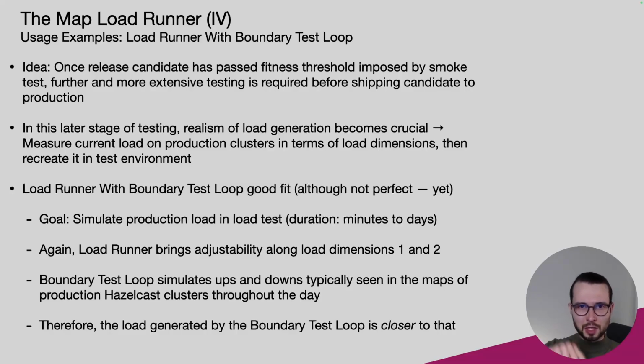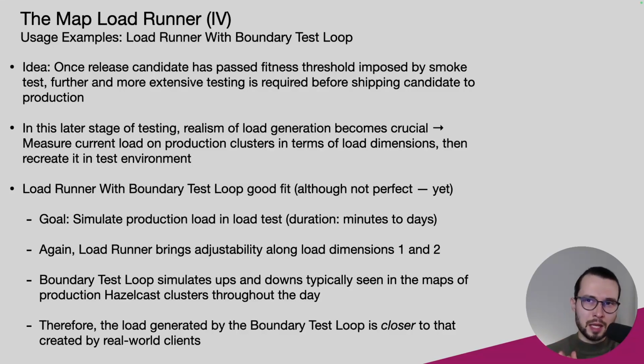So the map load runner in combination with the boundary test loop will go like this very, very quickly. Or as quickly as you want it to, really, and as quickly as the CPU that you've given it will permit it. And consequently, the load generated by the boundary test loop is closer to that created by real-world clients, but it's not identical yet.